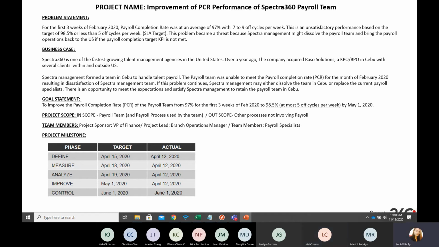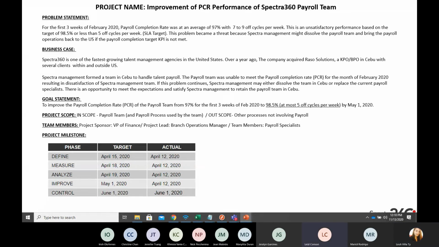So business case would be just giving information about the company, and of course, don't forget the purpose why you're doing the project. So my purpose would be to fix PCR in order to solve the problem about our performance in terms of payroll completion rate or the number of off cycles per week. So goal statement. Can you please read, Irish?